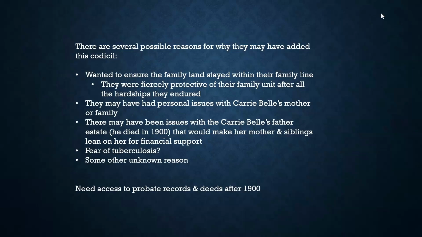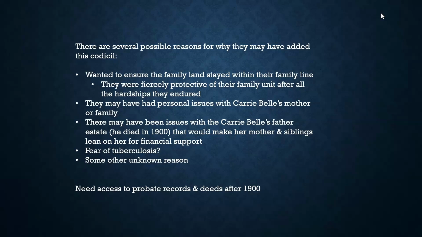It could be that they wanted to make sure that this family land and this family house that they worked so hard to keep under their name stays in their direct line. They were probably very protective of their family unit, especially when you consider everything that happened through divorce and then what happened during the Civil War with everyone dying. They were probably unusually and maybe even unhealthily close to each other. And so an outsider coming in may have disrupted that.